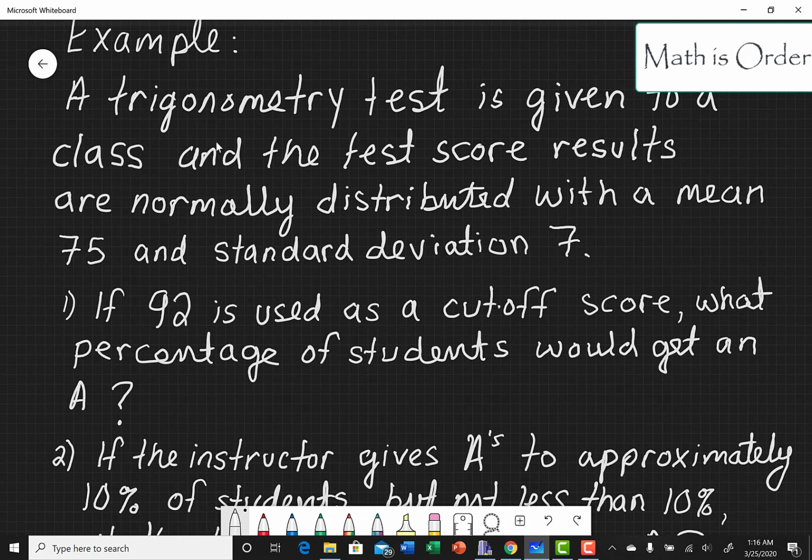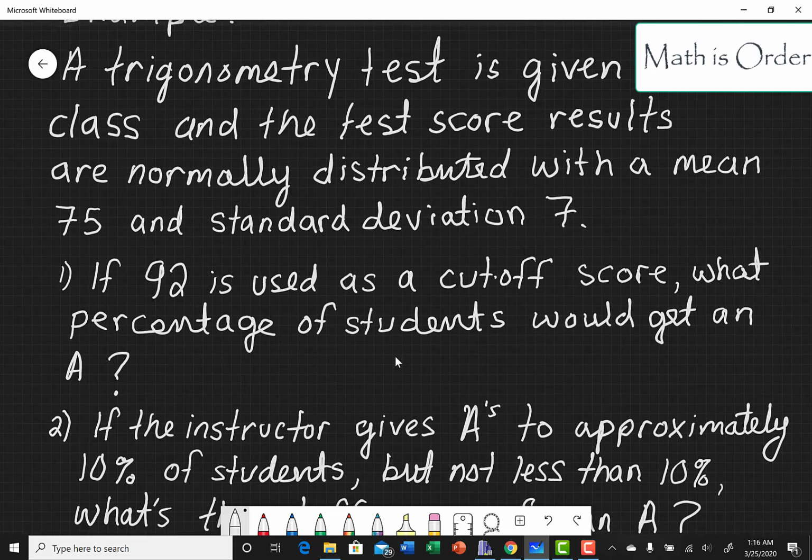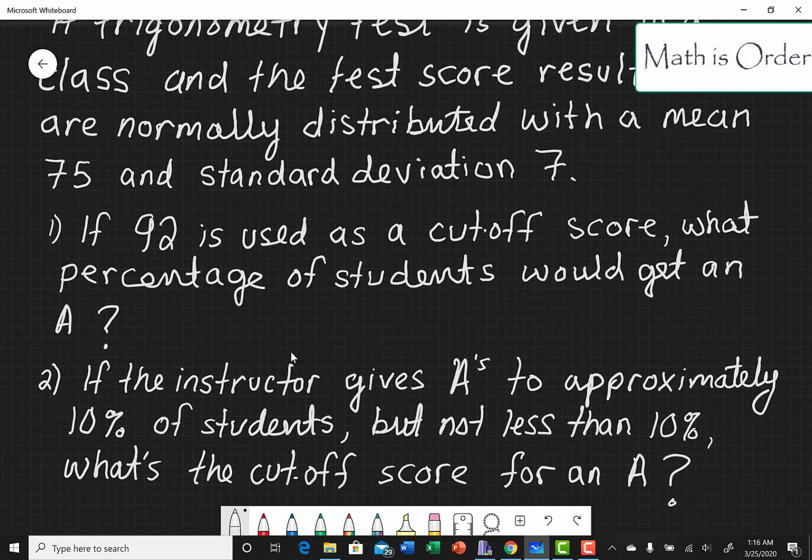Suppose the question is, a trigonometry test is given to a class and the test score results are normally distributed with a mean 75 and standard deviation 7. If 92 is used as a cutoff score, what percentage of students would get an A? The second part asks, if the instructor gives A's to approximately 10% of students, but not less than 10%, what's the cutoff score for an A?